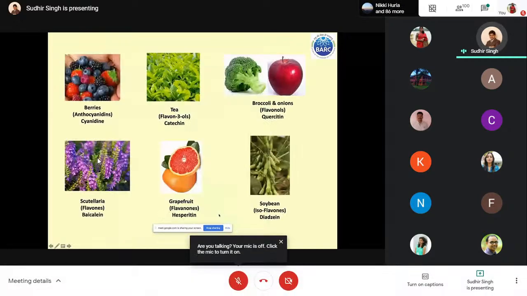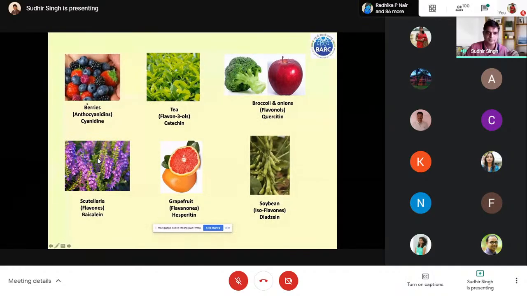Now if you try to see the examples of them, that includes the berries. Berries have anthocyanidins, and the active compound is cyanidin. Similarly, tea, what we drink, which gives us a kind of refreshment, is primarily because of the presence of flavan-3-ol, and the active compound is catechin.